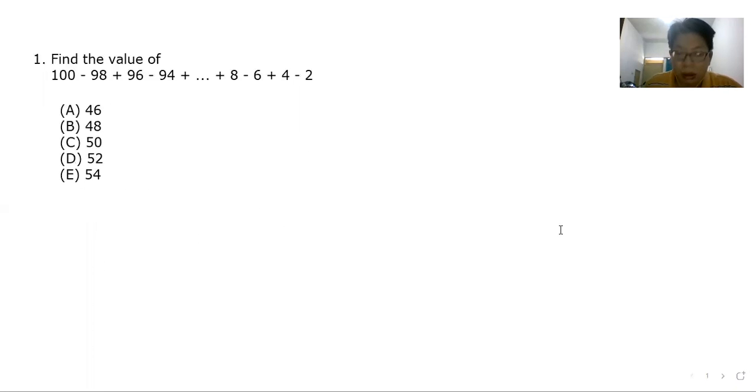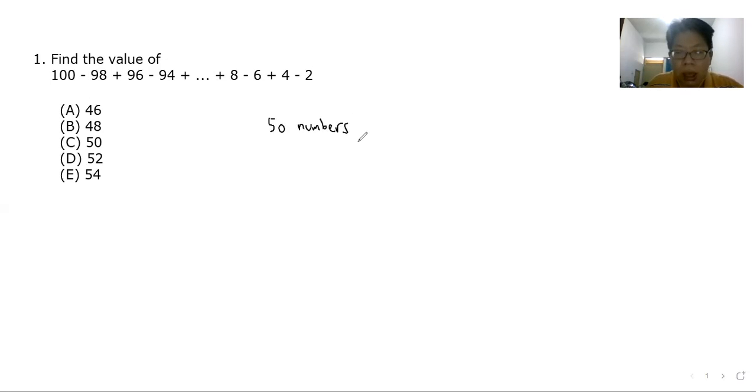Find the value of 100 minus 98 plus 96 minus 94 and so on, plus 8 minus 6 plus 4 minus 2. Okay, we have here a sequence of numbers. Overall there are 50 numbers in total.